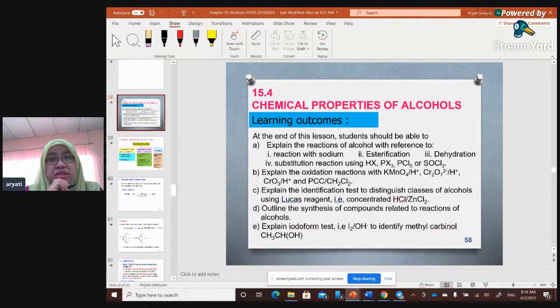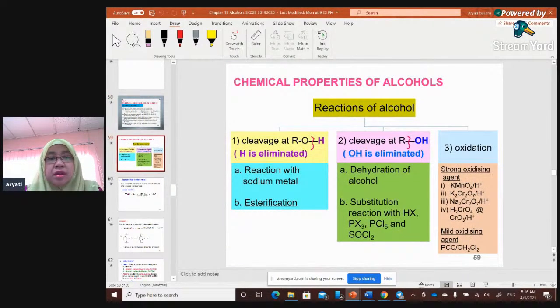First, today we will start our lesson studying the chemical properties of alcohol, or reactions of alcohol. They involve two cleavages. The first cleavage is between RO and H. The second cleavage is between R and OH. And the third reaction of alcohol chemical properties is oxidation.